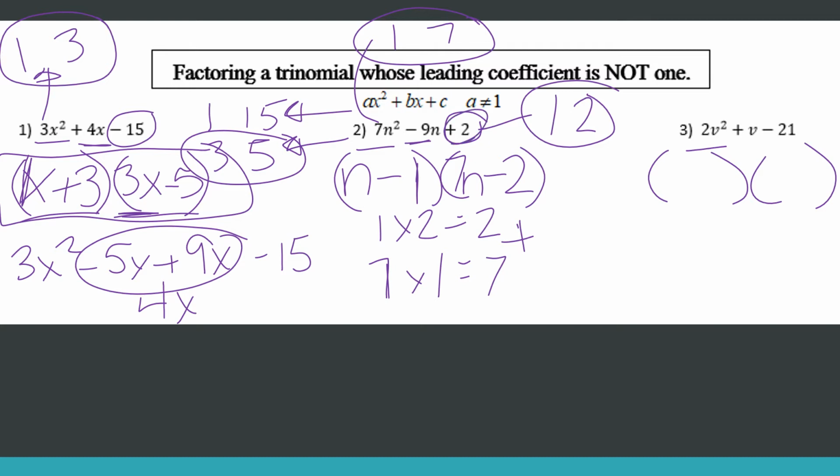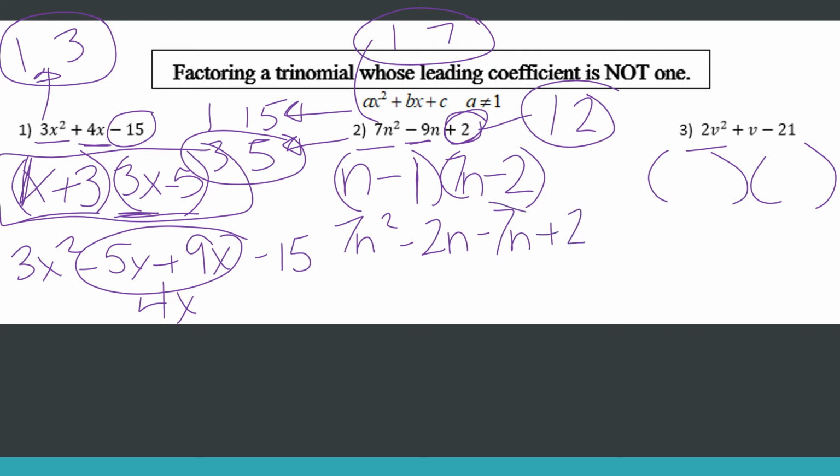And again, I would highly encourage you to be distributing it back out to make sure you have that middle term right, because if you don't, then maybe you just need to switch around where that 1 and the 2 went. So n times 7n is 7n squared. n times negative 2 is negative 2n. Negative 1 times 7n is negative 7n. Negative 1 times negative 2 is positive 2. And these do combine to give me that negative 9 in the middle. And my outside terms are good to go.